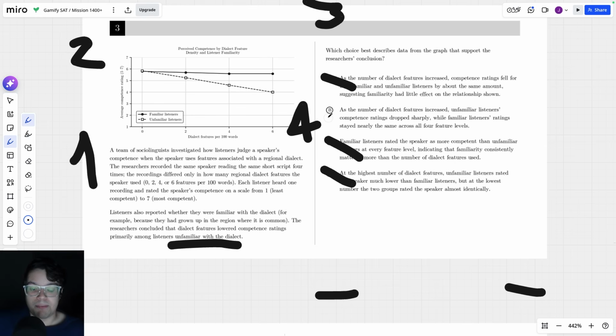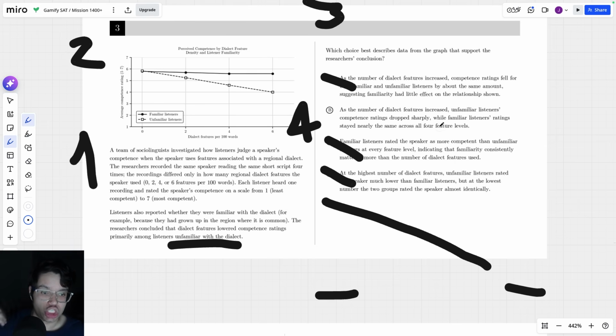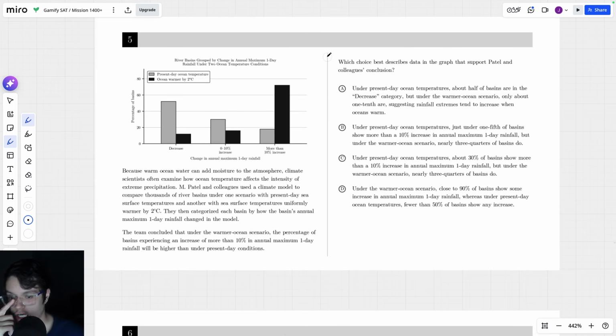B is better because it actually embodies the entire thing. It's saying as it increases, so throughout this entire thing, it shows that the unfamiliarity or the competence is decreasing as well. So that is why I would go for B here. We have another one here, going to do the exact same thing, and this one might be a little bit more complicated, but not going to be too bad.